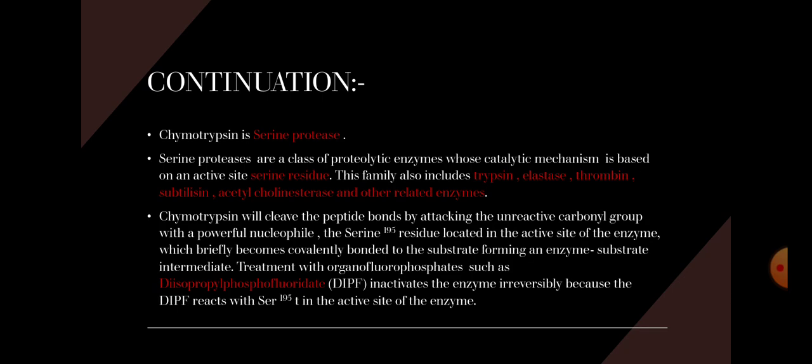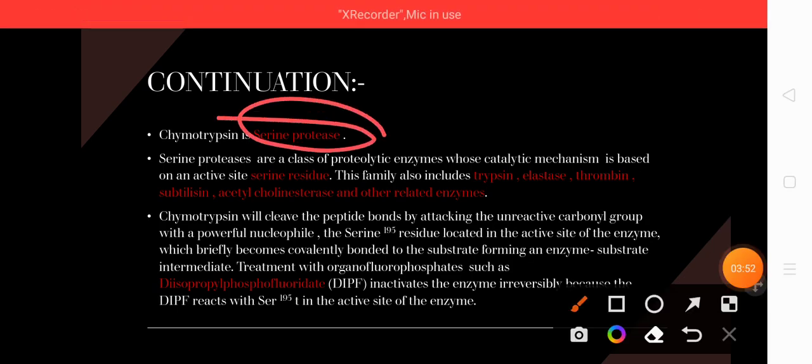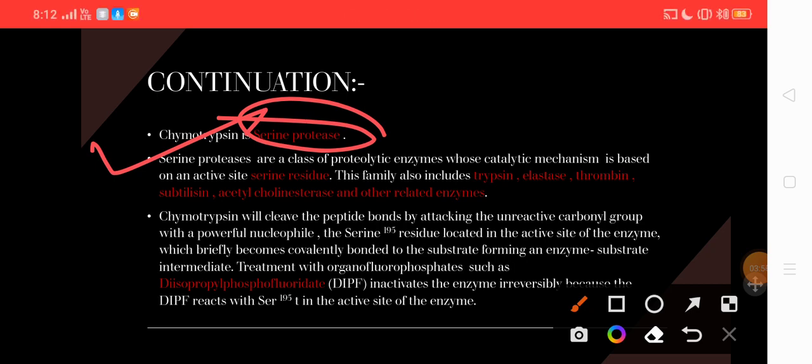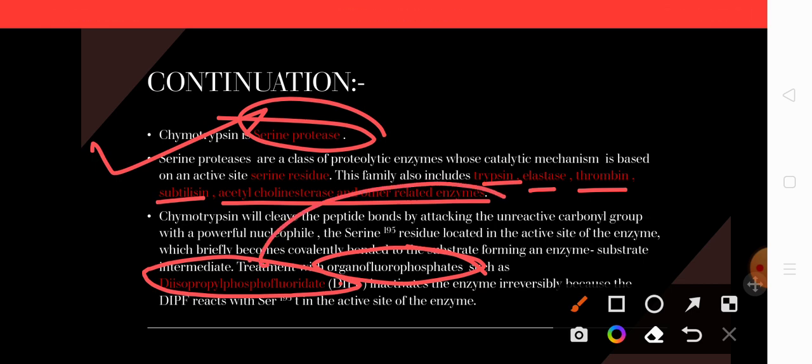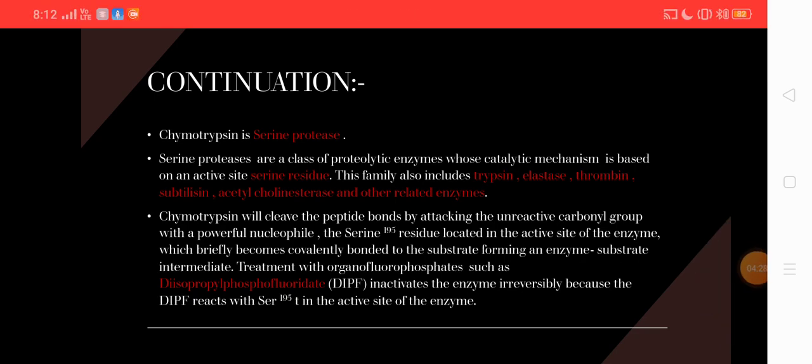So let's see what I have told you. Chymotrypsin is a serine protease, and that's how it works. Other important examples of serine proteases are trypsin, elastase, subtilisin, thrombin, acetylcholine esterase, and other related enzymes. This type of protease can be blocked by organofluorophosphates such as diisopropyl fluoridate. Diisopropyl fluoridate acts on serine 195 in the active site of the enzyme, and that's how it irreversibly blocks the activity of chymotrypsin.